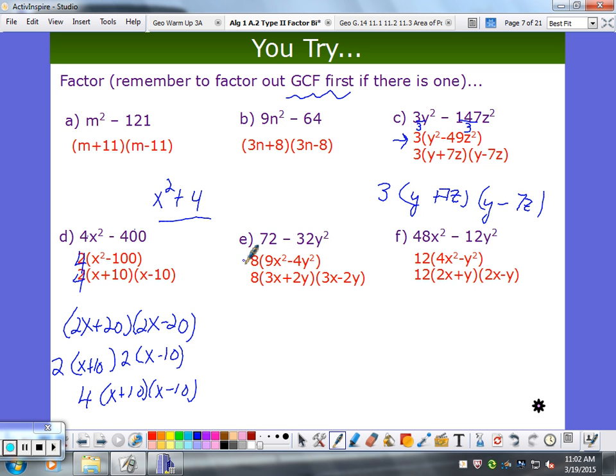How about this? Do you notice that common factor of 8? This one had a common factor of 12. And once you factor them out, you get perfect square minus perfect square. Questions?